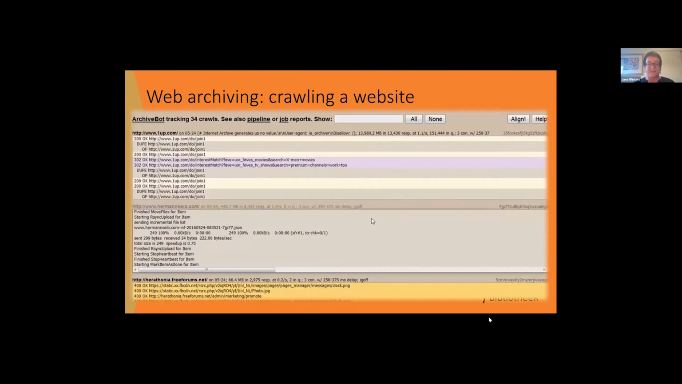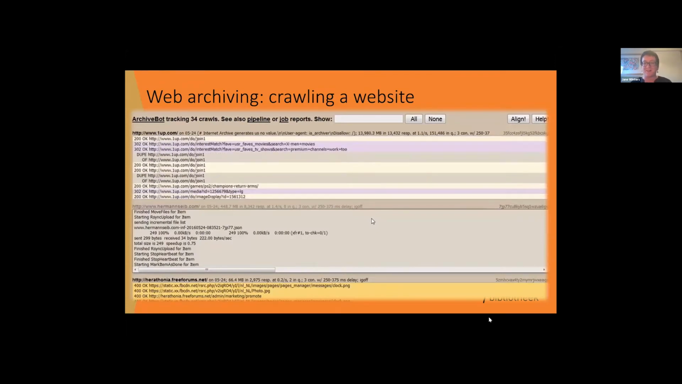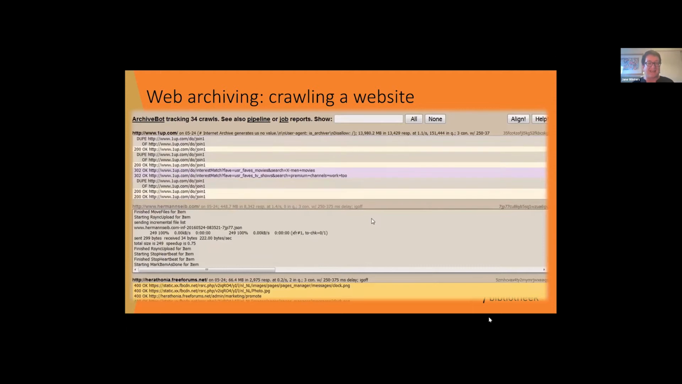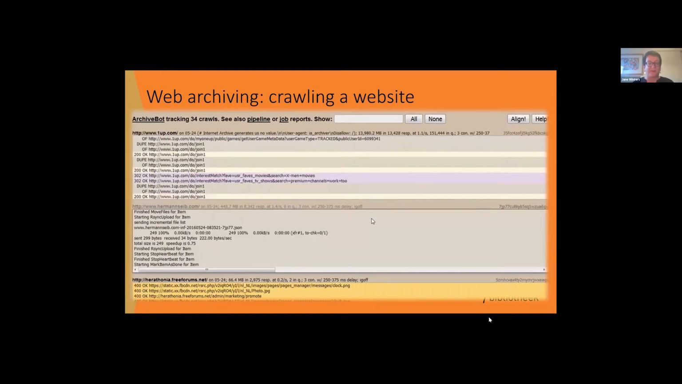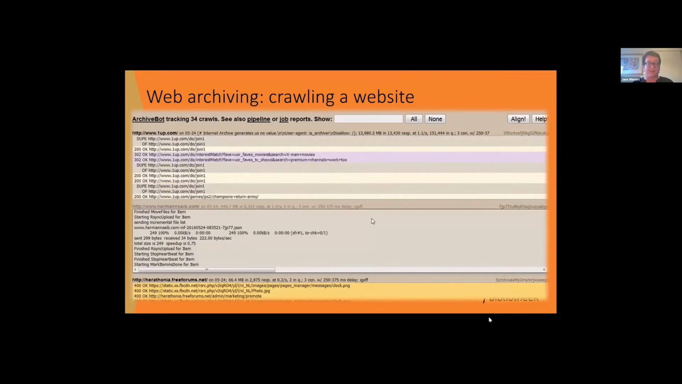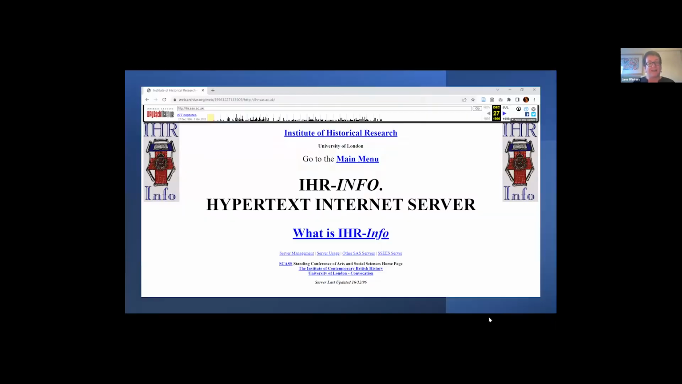I owe this animation of what a web crawler is doing to one of our speakers today, Kees Teszelszky. This is the process that's going on behind the scenes as every single element on a page of a website is archived. And that leads you to this, which is the kind of thing that you will see if you go to a web archive. This is the earliest capture, from December 1996, of the website of the Institute of Historical Research, which was then not described as a website, but as a hypertext internet server.